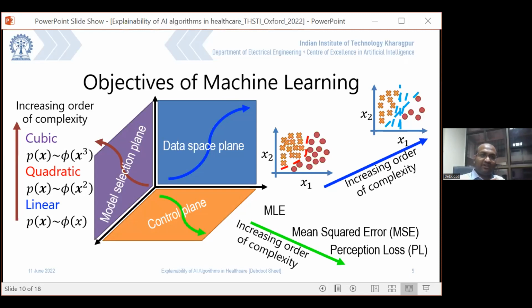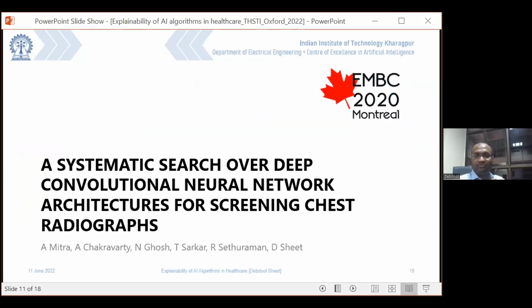Now, once you refract the problem, we start solving it and try to see that we have a model, we have the data, and the model fits onto the data. Proof around this was a paper which we published in EMBC 2020. This was essentially a systematic search over deep CNNs for the purpose of screening chest radiographs. Public data set, standard experiment, you can recreate it in bulk. There is a standard set of publications around this. What we were trying to do is search over this space very systematically and also check the reasoning with the radiologist in the loop.